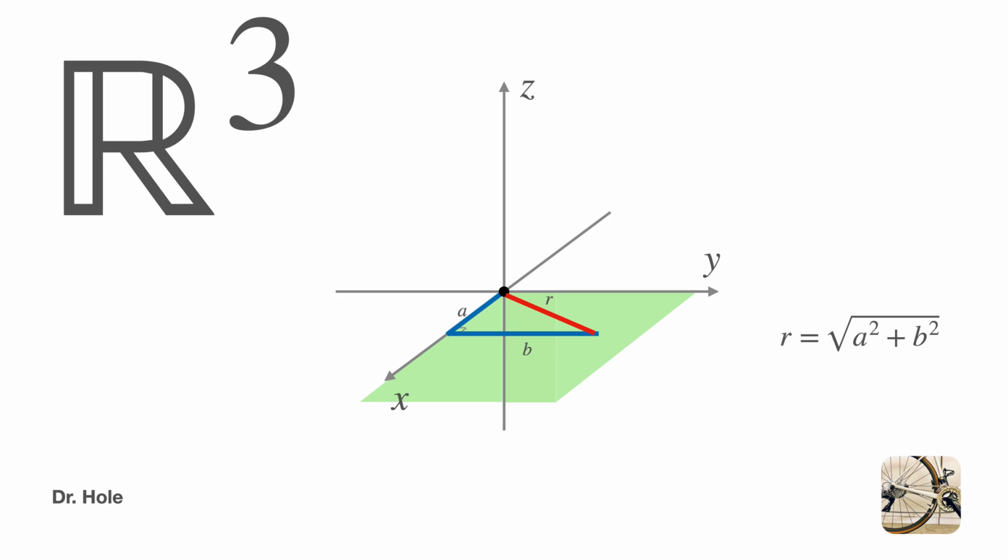Next, let's consider this point, a, comma b, comma 0. And it's in the floor, it's in the xy plane. Let's lift it off and really lift it off of the floor. Let's lift it up by an amount c. So it sits an amount c above the xy plane.